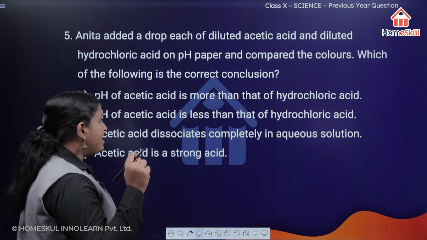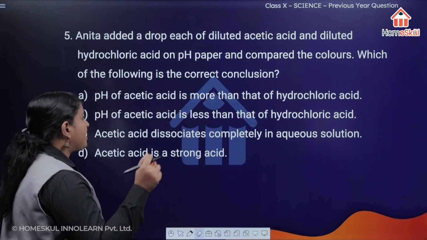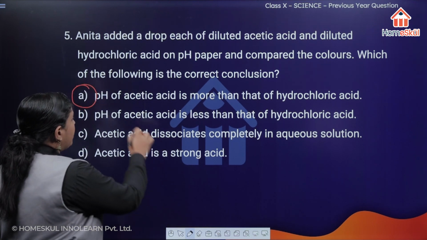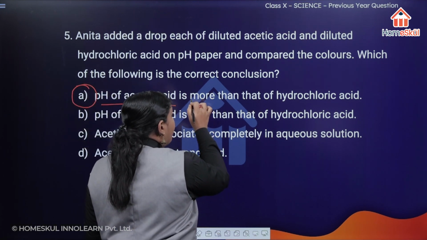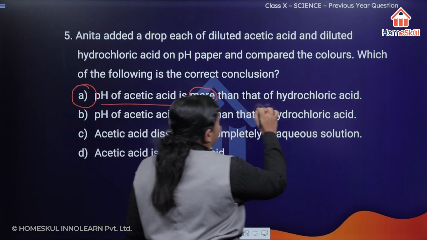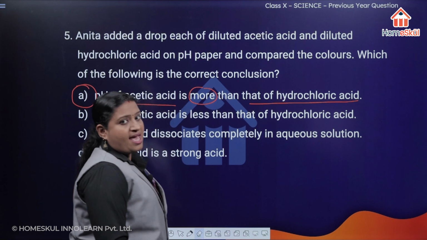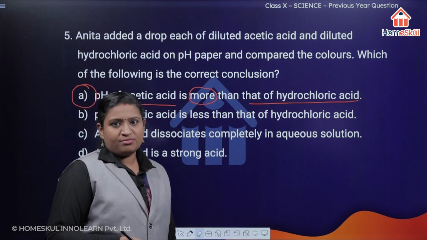Yes, when we discuss the pH, we can say it's of course option A. pH of acetic acid is more than pH of hydrochloric acid. That is the answer. I know it's clear to you, right?